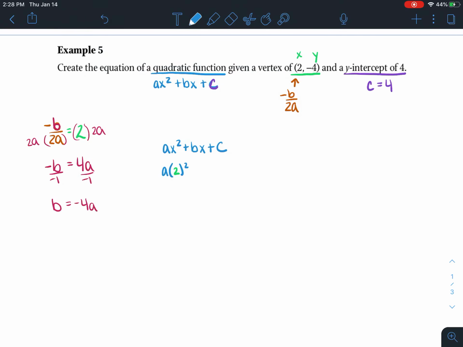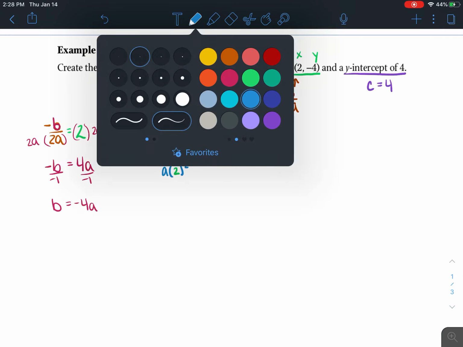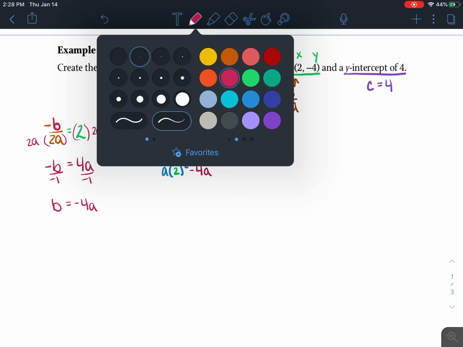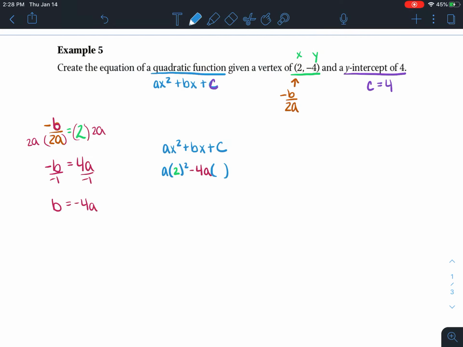We know our b is going to be our -4a, again, using the 2 for our x value. We know that our c value is going to be a 4, and then the last piece is we know this is all going to equal -4, because if we were to plug all this into the equation, that value is going to come out for that y value. So now we just have to solve for the last variable we have left, and that's the a.